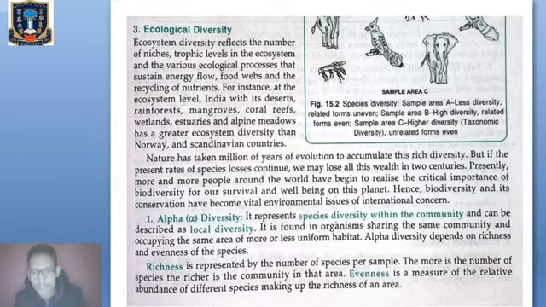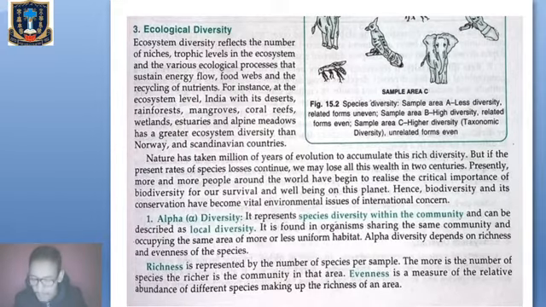When we represent the species diversity within the community only, that is called alpha diversity, which is also known as local diversity. This alpha diversity is mainly seen in organisms which share the same community and occupy the same area of more or less uniform habitat. So alpha diversity occurs within the community. It is also called local diversity, and in alpha diversity the species occupy the same community and more or less share the same particular habitat.